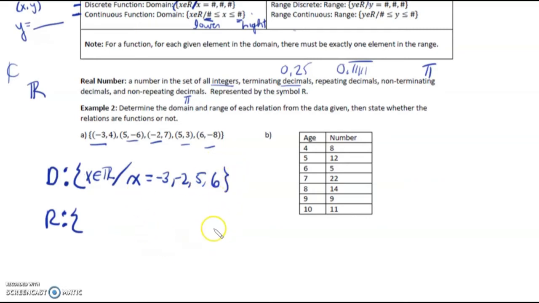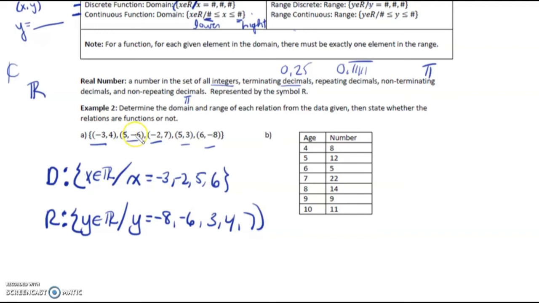Okay, and then squiggly bracket to end. The range is y is an element of the real number system such that y equals, now we just list them smallest to largest: -8, -6, 3, 4, 7.